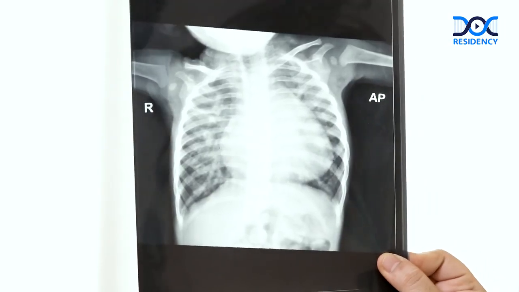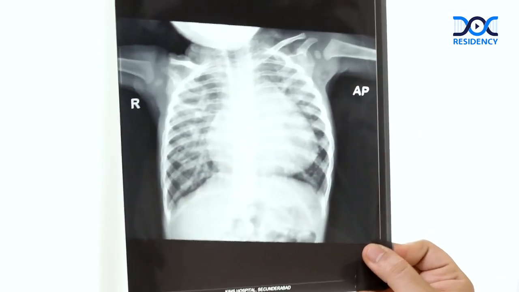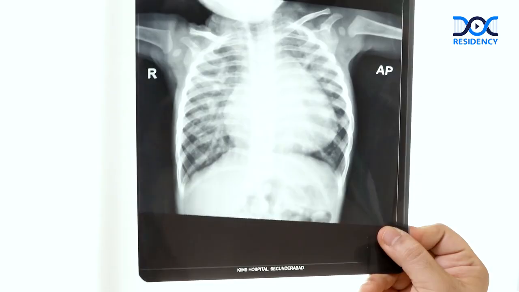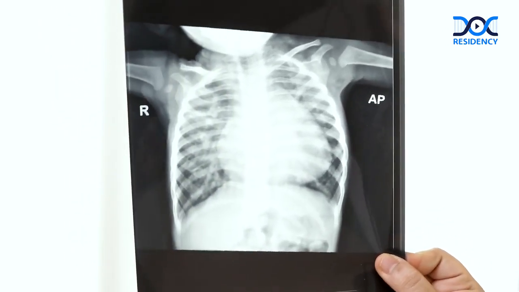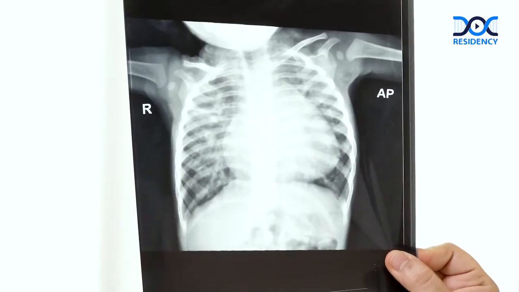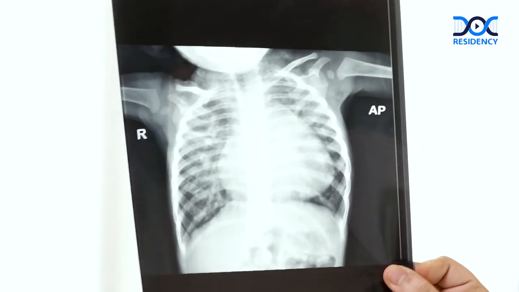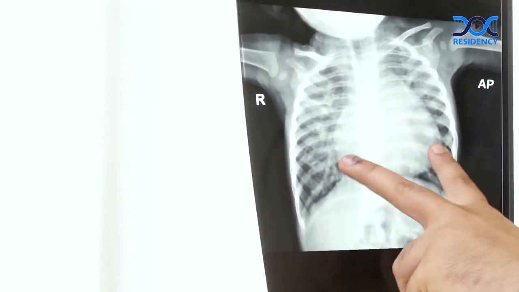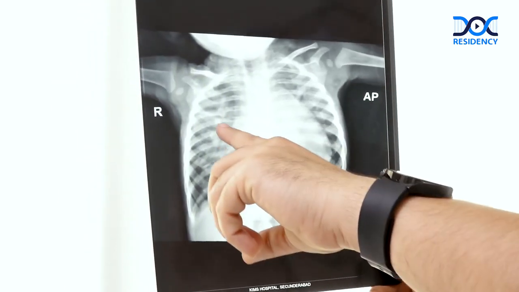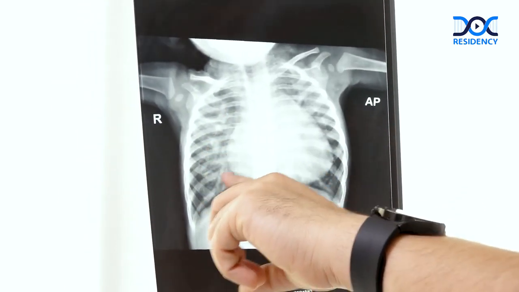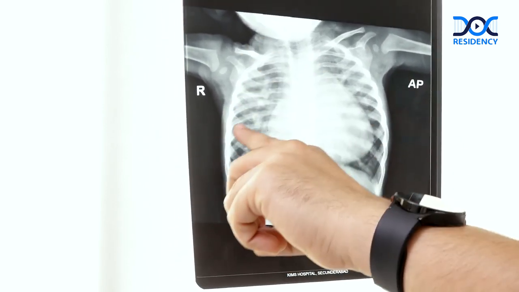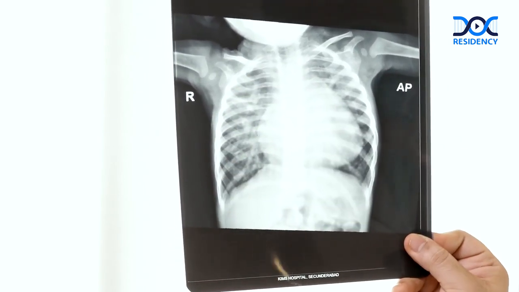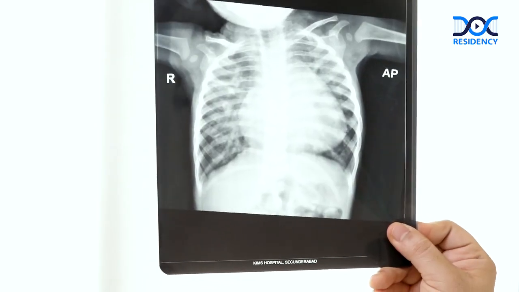What is the importance of hyperinflation in left to right shunt? In left to right shunt, we already told there are micro alveoli getting air trapping, which will cause the hyperinflation. So hyperinflation in a large left to right shunt is a sign of severe CCF in a child less than 1 year. Then there are end-on vessels. You can see these are the end-on vessels, and the vessels can be traced below the diaphragm in the periphery. So this all suggests increased pulmonary blood flow.